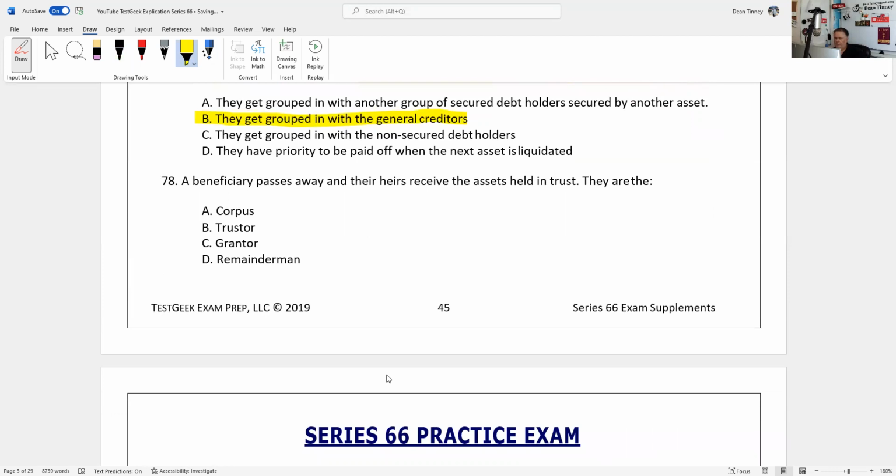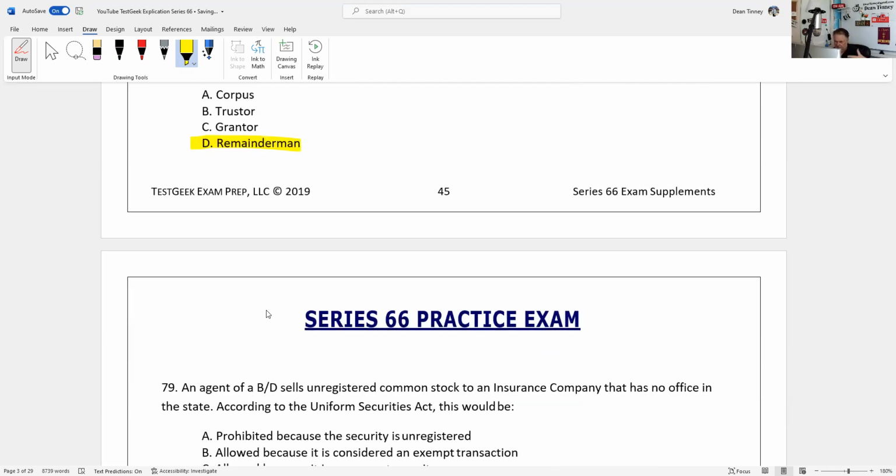78, a beneficiary passes away and the heirs receive the assets in the trust. They're known as, don't you love that? Again, too long to be wrong, the Remainderman. You should definitely know it's not the corpus, because the corpus is actually the body of the trust. The trustor or grantor are not, the people who are receiving money. They're the ones either bequeathing it or managing it.